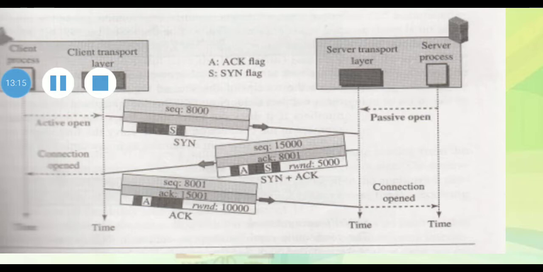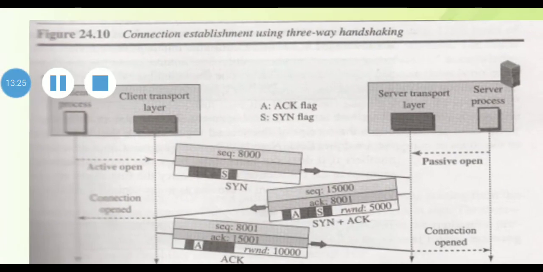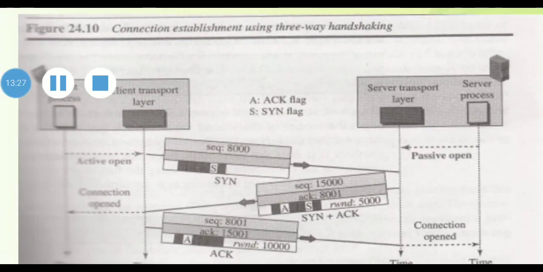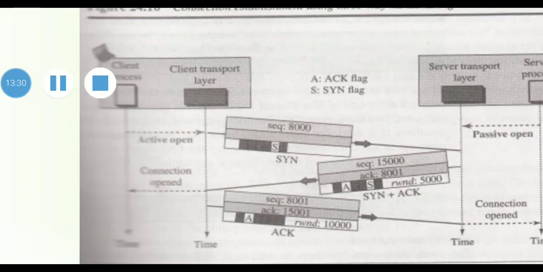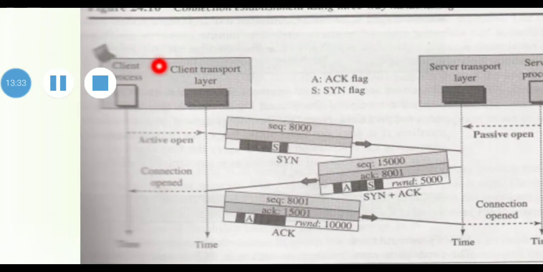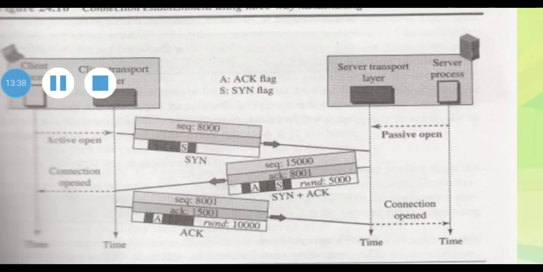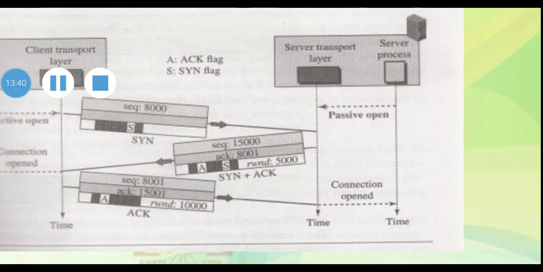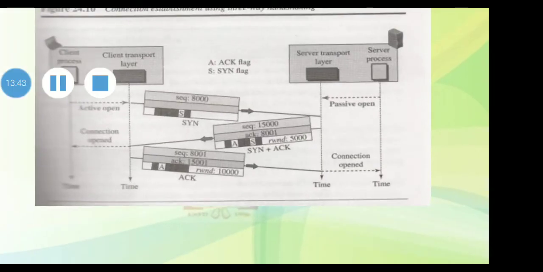This connection establishment phase in TCP is called three-way handshaking. There is a particular example which has been explained. There is an application program called the client, which wants to make a connection with another application program called the server, the two using TCP as the transport layer protocol.